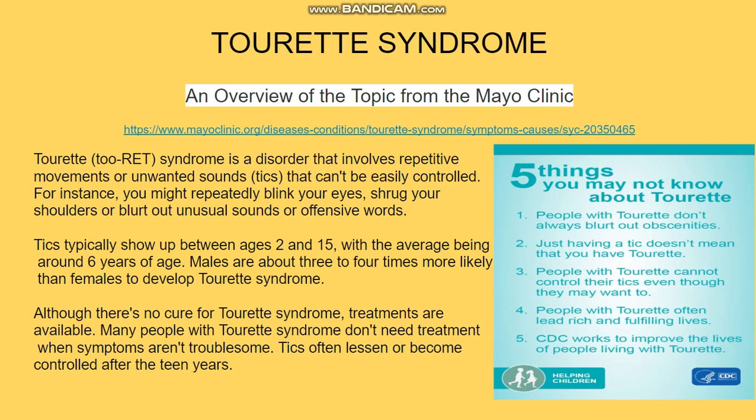Their brief overview of Tourette is that it's a syndrome, a disorder that involves repetitive movements or unwanted sounds, tics, that can't easily be controlled. Tourette itself is about tics, so physical tics or verbal tics. As you'll see throughout the presentation, there are a lot of other underlying issues that are also associated with the syndrome. But Tourette itself is about the tics that people involuntarily have.